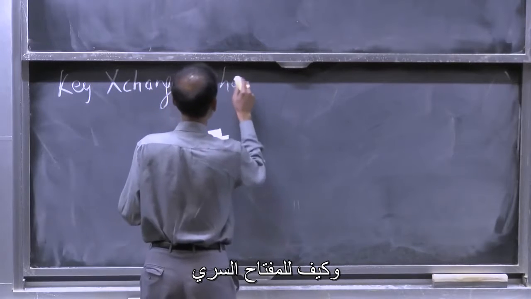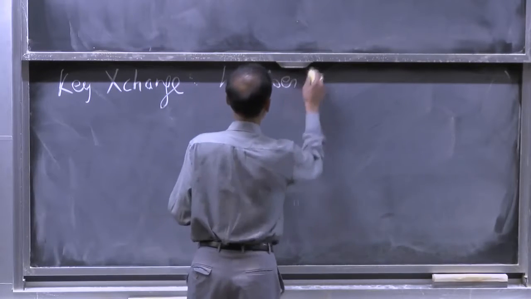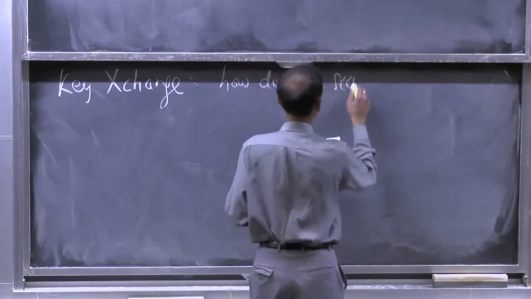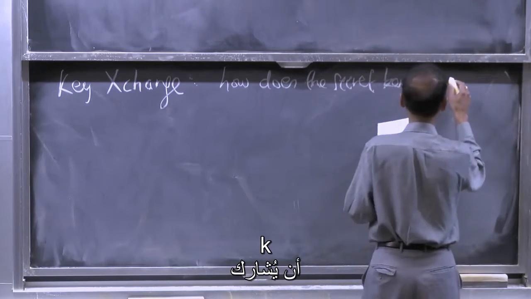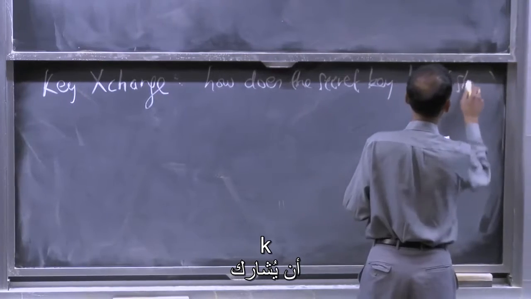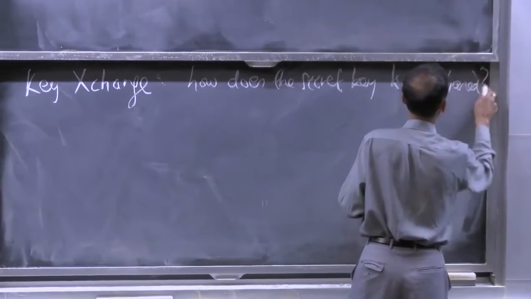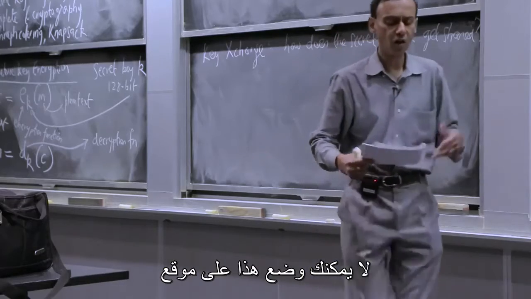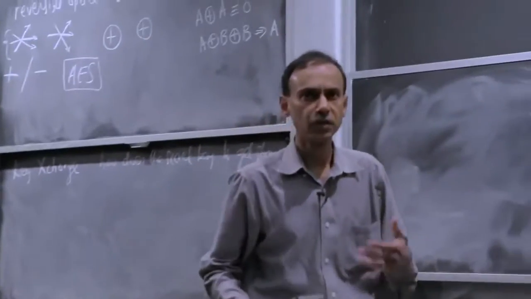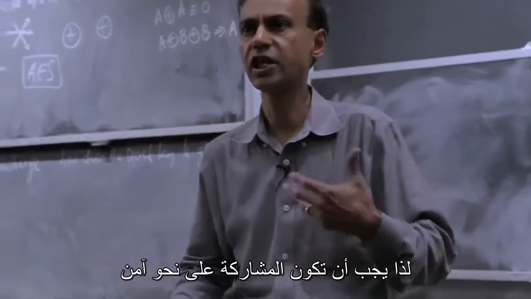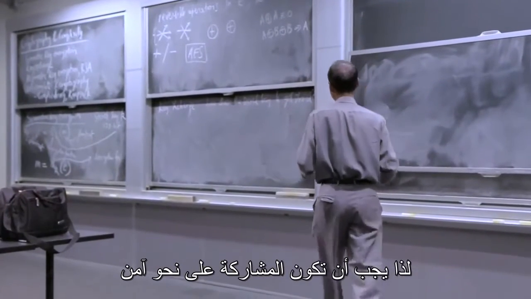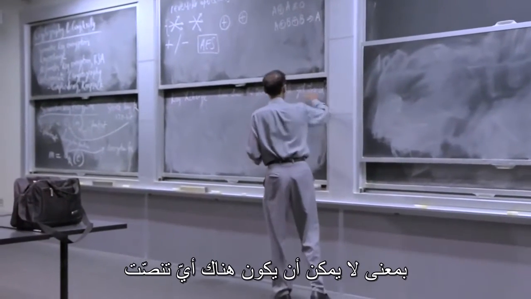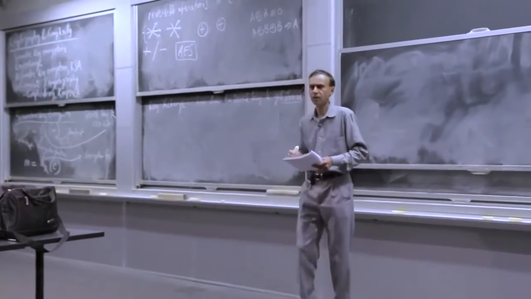And how does the secret key K get shared? You can't put this out on a website, right? So it has to be the case that sharing is something that has to be secure, in the sense that there can't be any eavesdroppers, right?